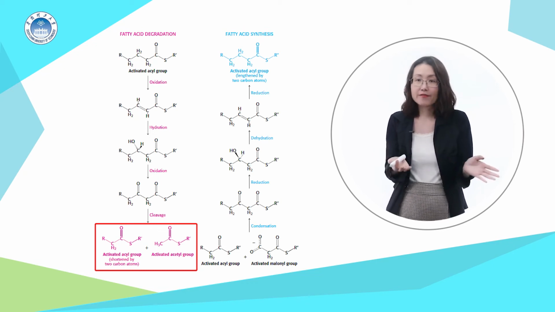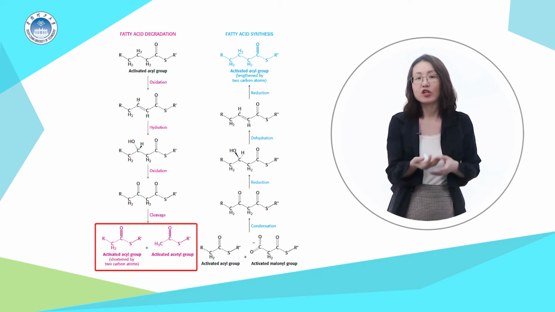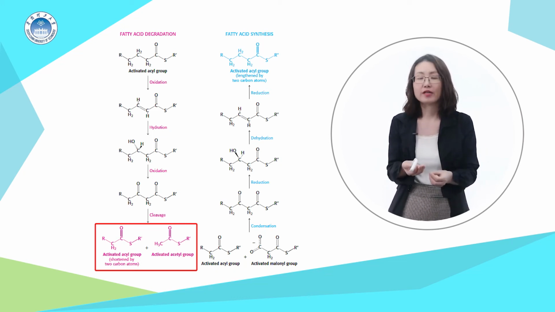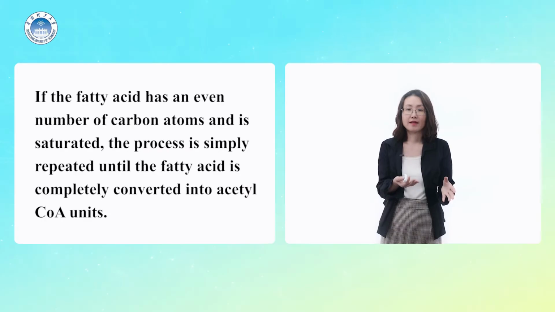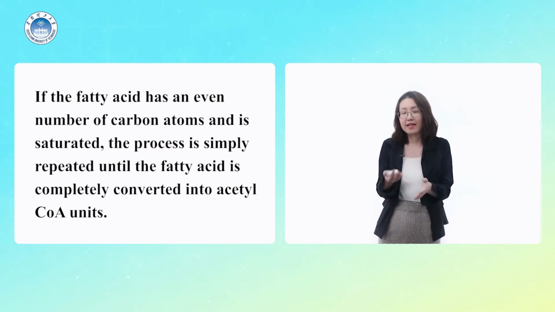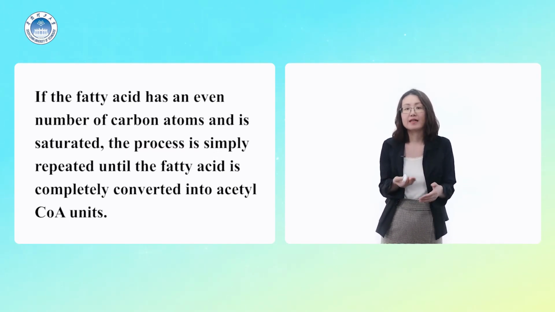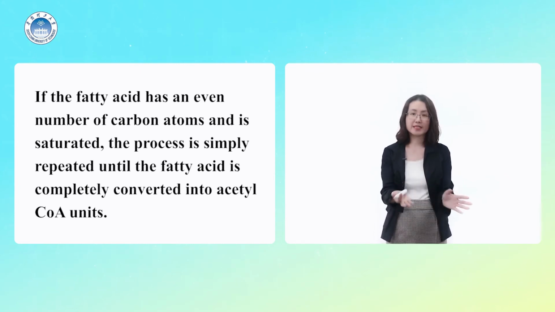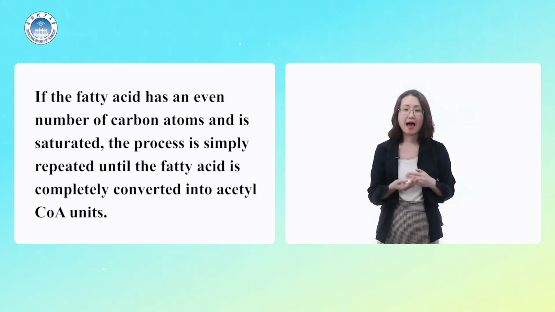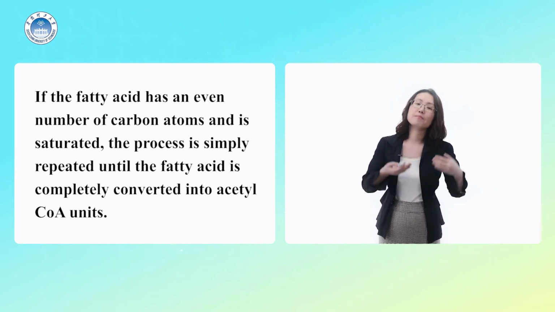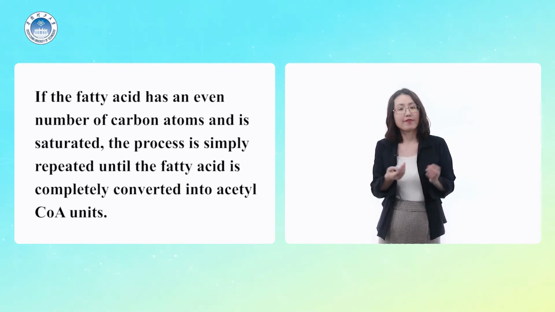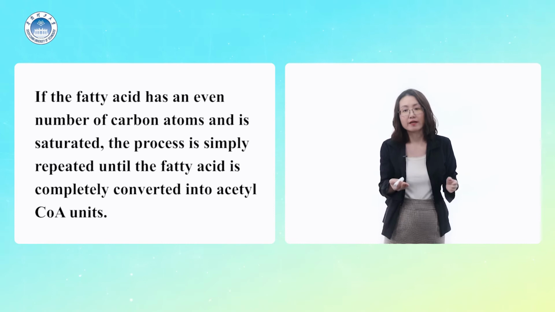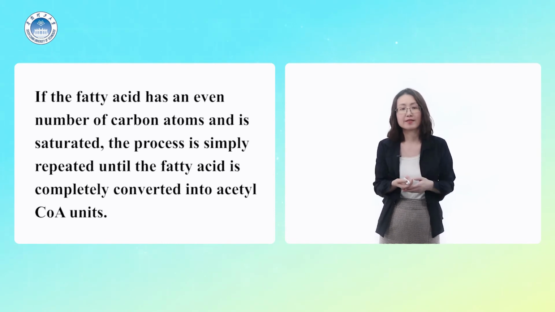And finally, the fatty acid is cleaved by coenzyme A to yield acetyl-CoA and a fatty acid chain 2 carbons shorter. If the fatty acid has an even number of carbon atoms and is saturated, the process is simply repeated until the fatty acid is completely converted into acetyl-CoA units. Fatty acid synthesis is essentially the reverse of this process.